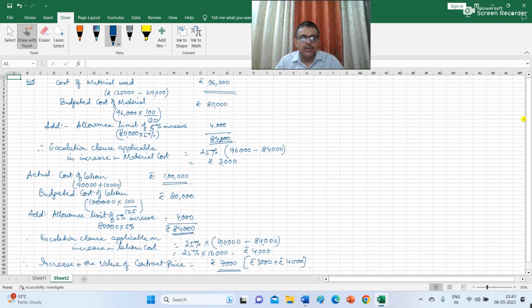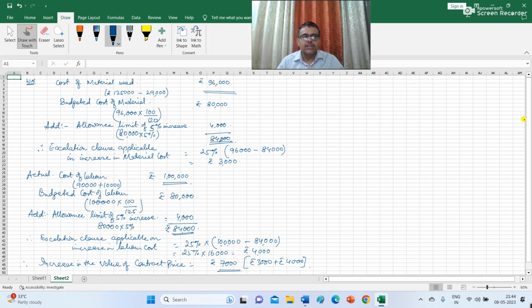So you can see the working note of the escalation clause in one screen. So cost of material used is 96,000 and the budgeted cost of material was 80,000. Up to 5% increase of material, that is up to 84,000 in the cost of material, escalation clause is not applicable. But since the actual cost of material is 96,000, there is an increase of 12,000 in the cost of material. So 25% of 12,000 is the increase in the value of contract due to increase in the cost of material. So 25% of 12,000 is 3,000.